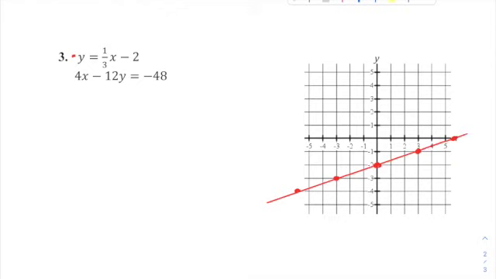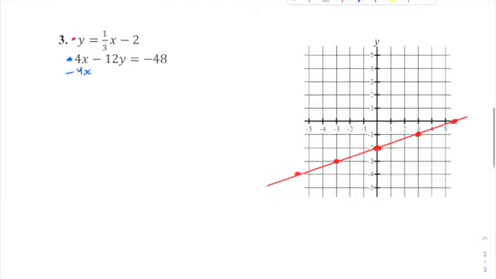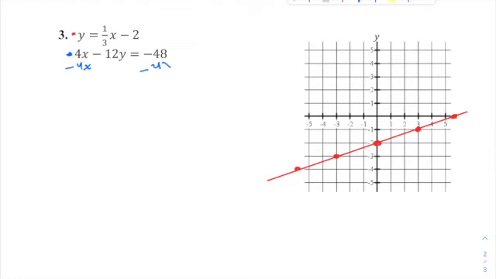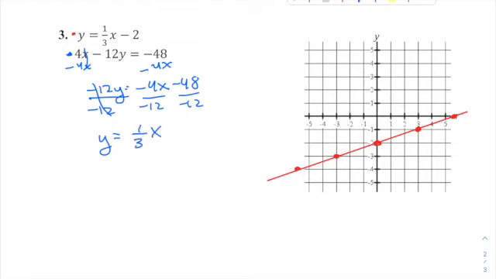Okay, next one here, want to isolate that y. So I'm going to subtract 4x from each side of the equation, move those x's over. Now we'll have negative 12y equals negative 4x minus 48. Divide everything by negative 12. And now you'll have y equals negative divided by negative is positive, 4/12 reduces to 1/3 x.